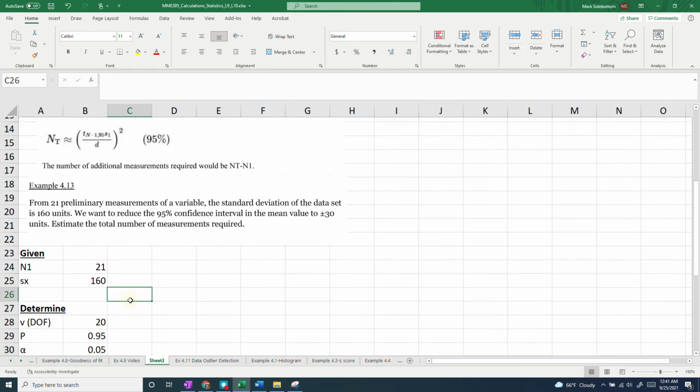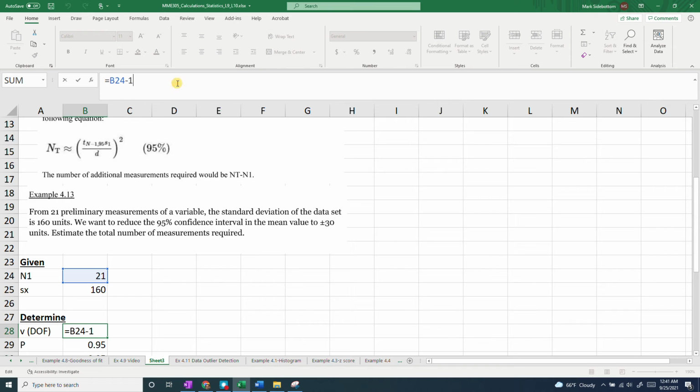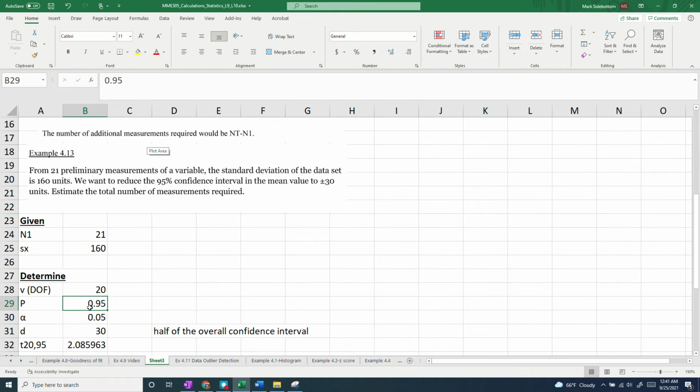Based off the data, there are a few things we can calculate right away. The first is the degrees of freedom, which is just equal to the total number of measurements we've taken so far minus 1. The second thing we need to know is what probability we are interested in. We're interested in a 95% confidence interval, so we can use p equal to 95. We can also say the level of significance would be equal to 1 minus p, or 0.05.